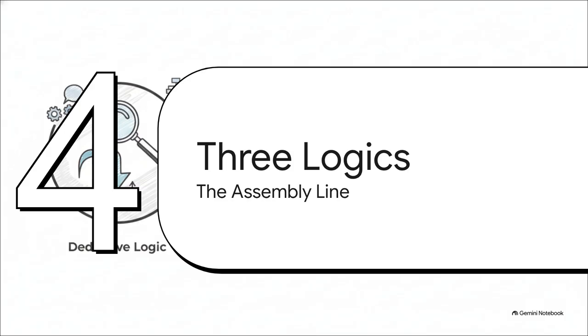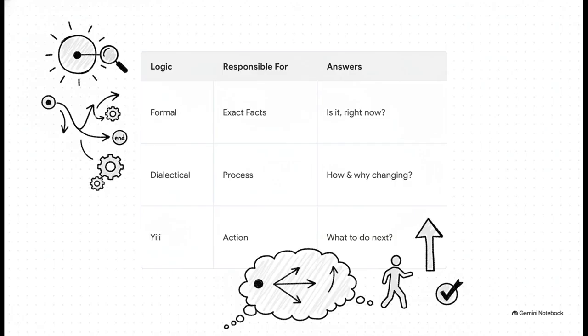Section 6. 3 logics, 1 picture. The assembly line. So the crucial point is that these 3 logics are not competitors. They are specialized tools in a 3-part assembly line. Formal logic is responsible for the point, the exact facts. It answers, is it true right now? Dialectical logic is responsible for the line, the entire process. It answers, how and why is this changing?